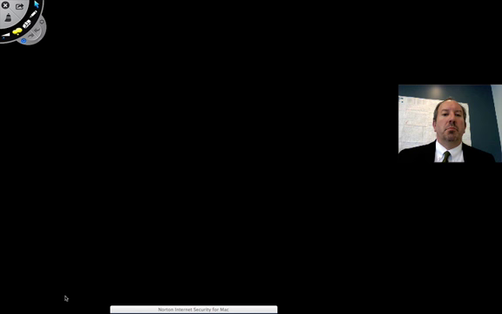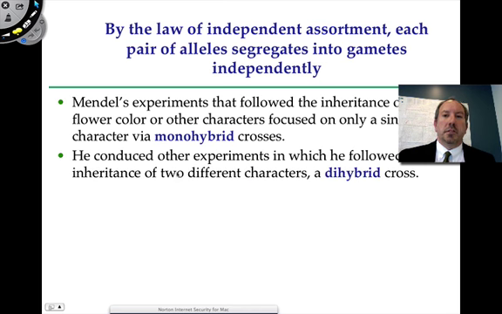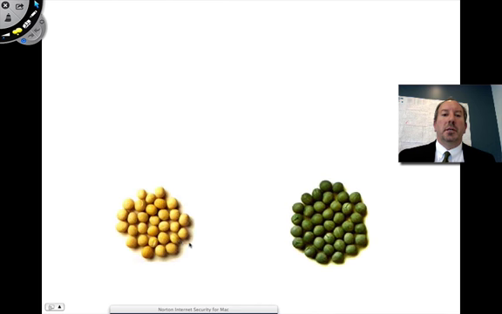Well, it led him to believe that not only do the factors, as he called them, segregate during pollen formation, it led him to his second law, which is actually kind of a controversial law, and I'll come back to what's controversial about it in another video. But it led him to his second law, the law of independent assortment. He thought that the factors not only segregated into pollen, but they segregated independently. So they moved independently of one another.